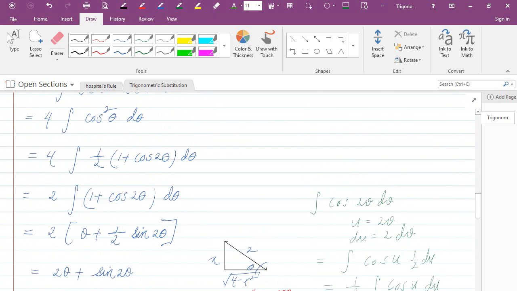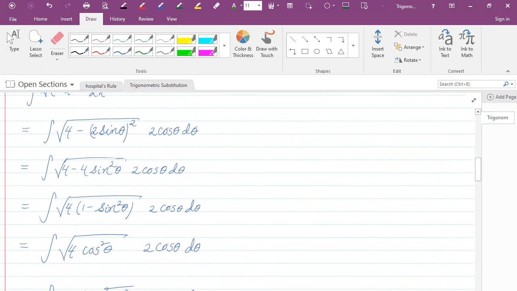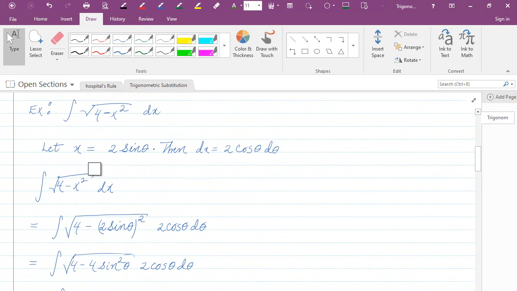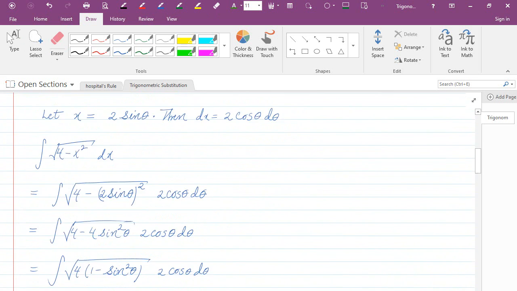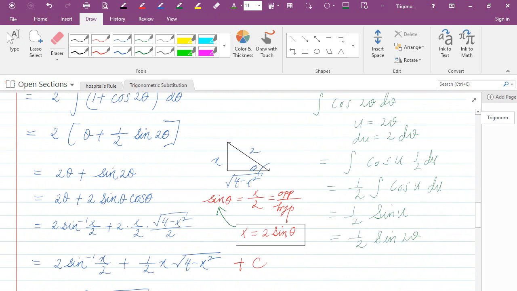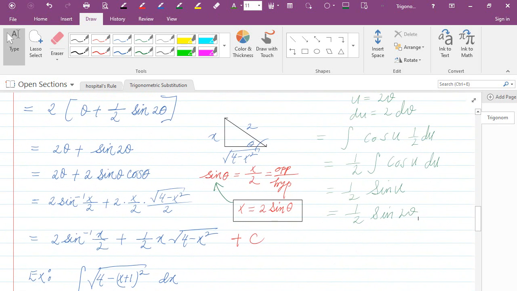So let's go back here. The substitution that we made was that x is 2 sine theta. So what is sine theta? Well, sine theta would be x over 2. So notice that sine theta is x over 2. So what is theta? Well, theta would be sine inverse of x over 2. So I'm replacing theta by sine inverse of x over 2 because sine theta is x over 2.